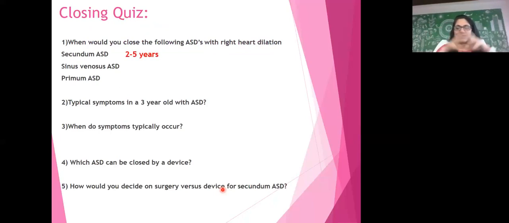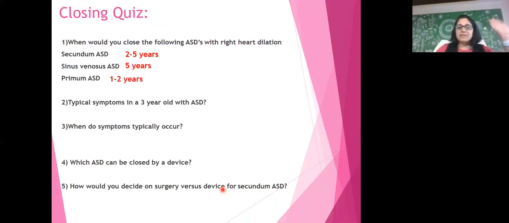Sinus venosus, 5 years, 4 to 5. Primum ASD, good primum ASD with MR, with right heart dilation, 1 to 2 years. You want to remember, it's okay, you can have a range, no problem.